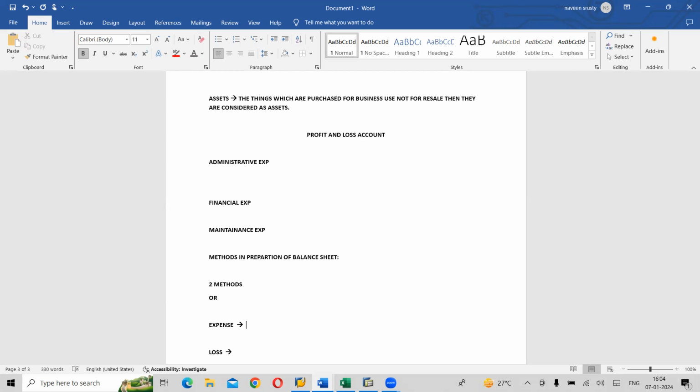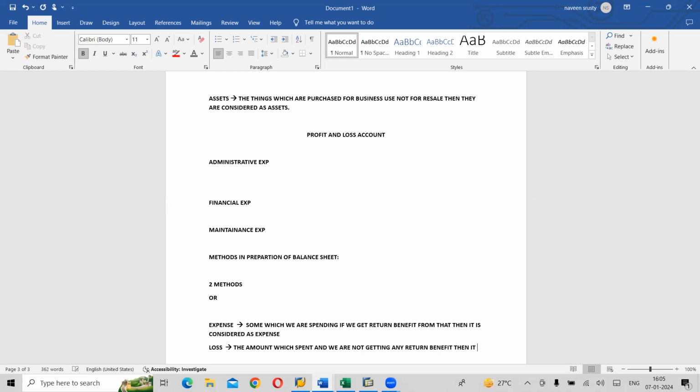See, I'll give you in simple terminology. What do you mean by an expense? Something which we are spending, if we get a return benefit from that, then it is considered as an expense. The amount which we spent, and we are not getting any return benefit, then it is called a loss.